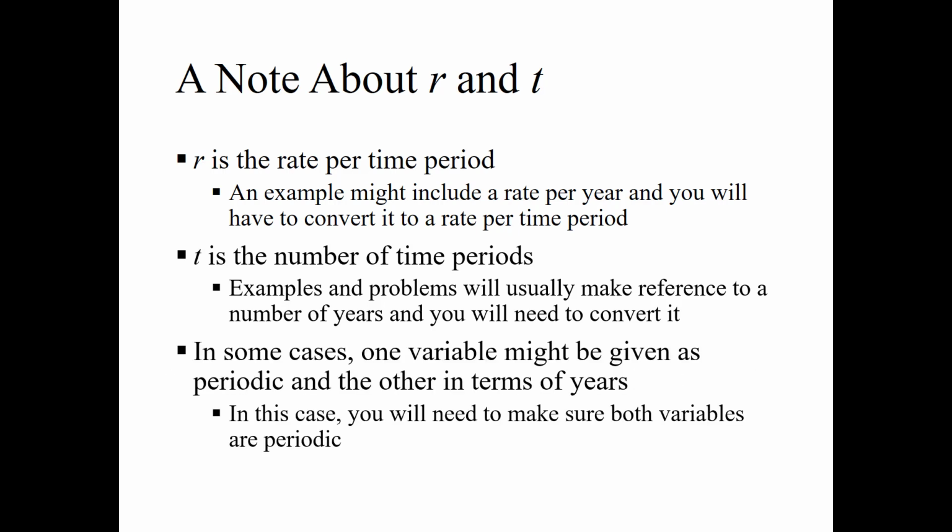In some cases, one variable might be given as periodic, for example, 120 months, and the other in terms of years, or an interest rate per year. In this case, we'll need to make sure that both variables are periodic. In these first simple examples, we will use an interest rate per year and a number of years that we save.